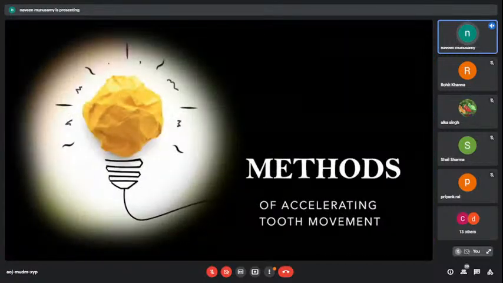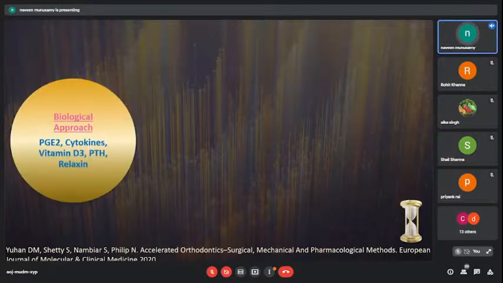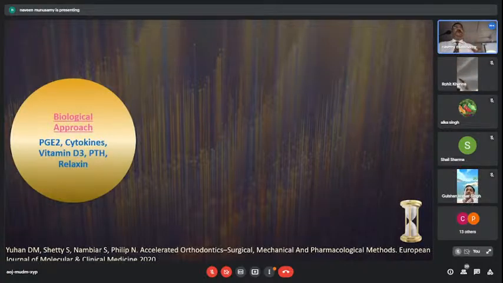So there are various methods of accelerating tooth movement. The first is the biological approach. It is not a very popular approach, and most of the studies on this are presently animal studies because of ethical issues. Very few human studies exist, because in this we have to give injections or applications of various chemical mediators or chemicals like prostaglandins, cytokines, vitamin D3, parathyroid hormone, or relaxin.